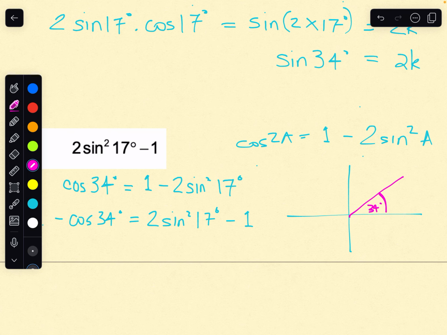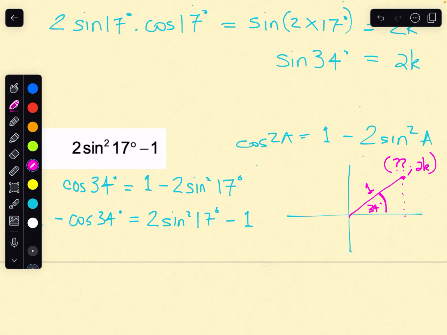Okay, and what we have discovered is that the ratio y over r, right, sine 34 is 2k, or we can say 2k over 1, right? So then that means I don't know what my x coordinate is, but I can make my y coordinate 2k, and the length of my little radius arm there is 1. So now we can do some Pythag to figure out the x coordinate so that we can figure out cos of 34 in terms of k.